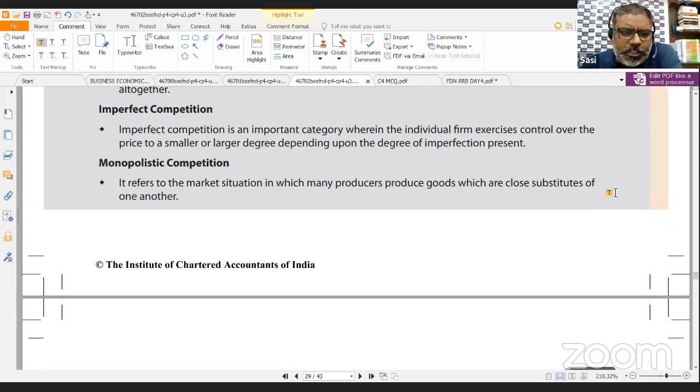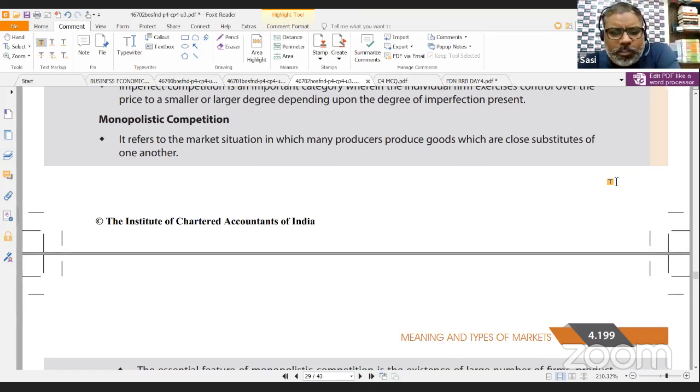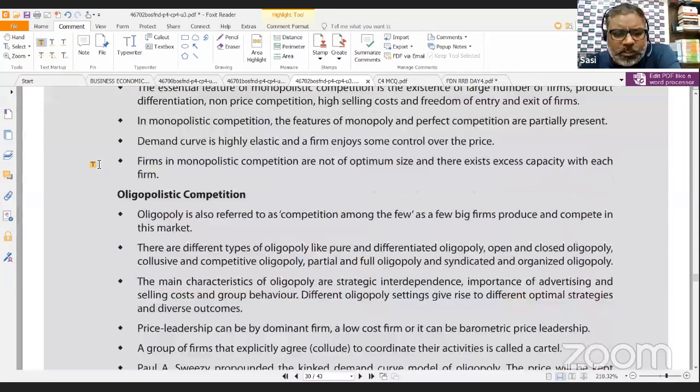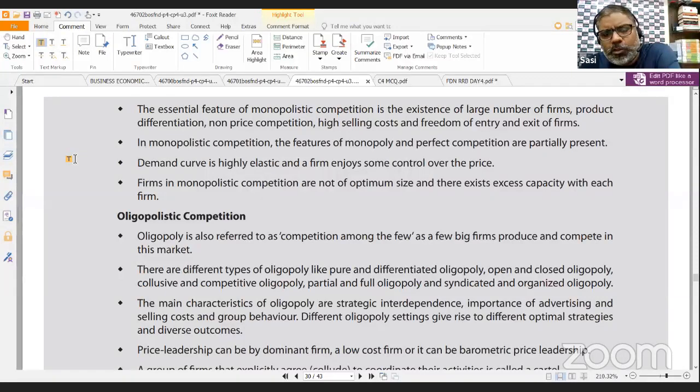And coming to the imperfectly competitive markets, one of them is monopolistic competition, where many producers produce goods which are close substitutes of one another. As we discussed, just like soaps and all, they are close substitutes of one another. Though there is a differentiation, they are close substitutes only. But many producers are there who produce that. That is monopolistic competition.